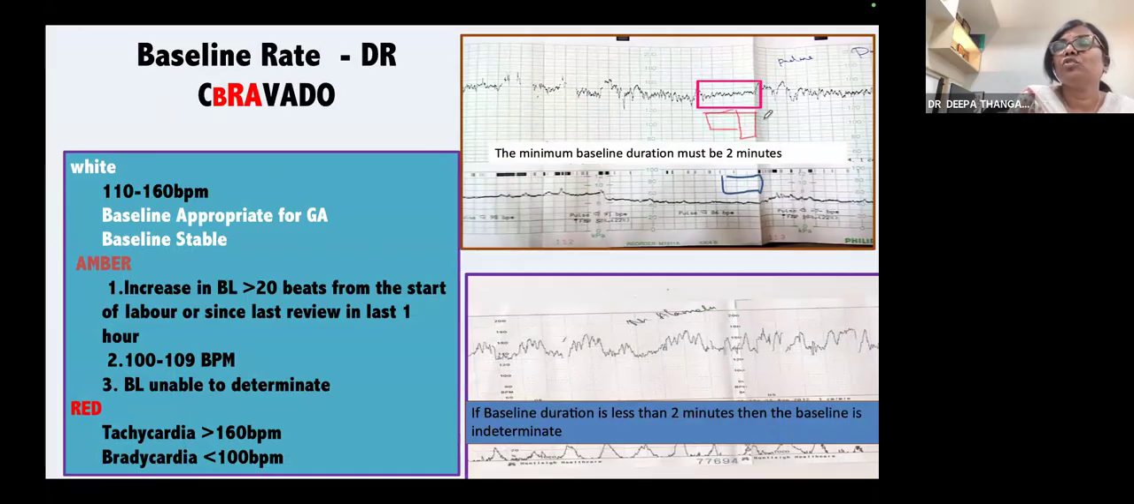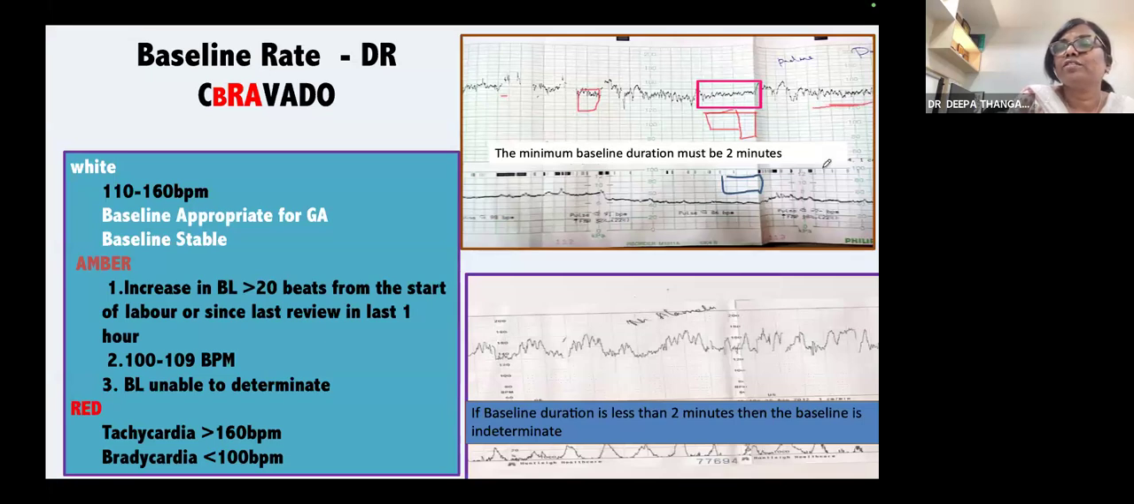So minimum you need 2 minutes to discuss the baseline. We can't see the baseline here because it's only one large square. We can't see the baseline here because there is no resting period. So only this or this.